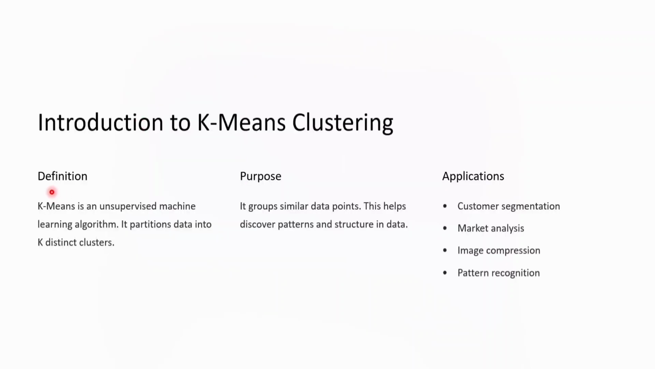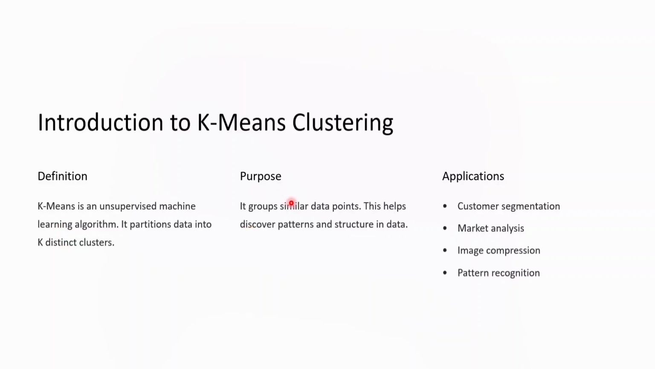Firstly, we will see what K-means clustering is. K-means is an unsupervised machine learning algorithm. This means it works without labeled data. Its main job is to partition data into k different clusters, where k is a number you choose. Each cluster groups together data points that are similar to each other.